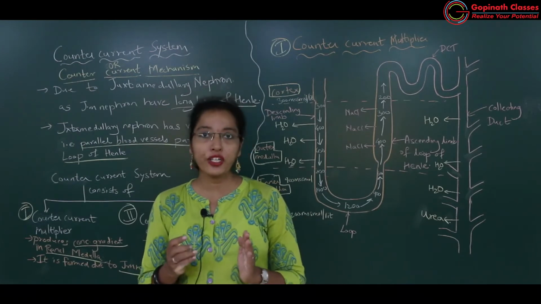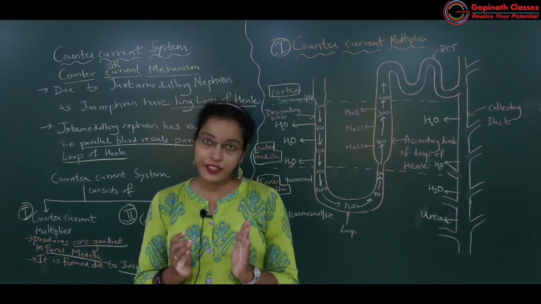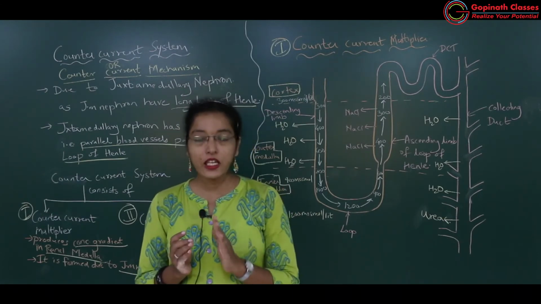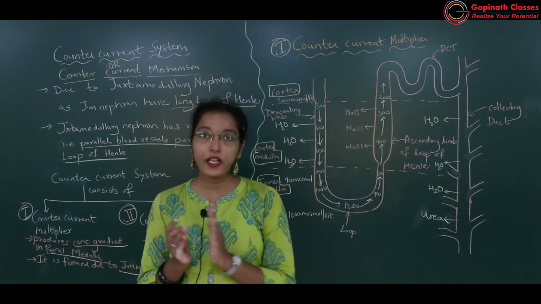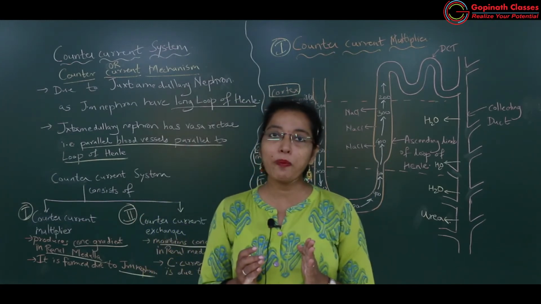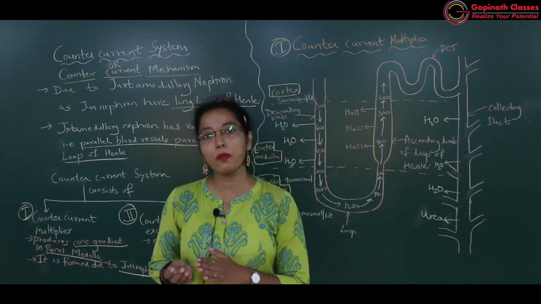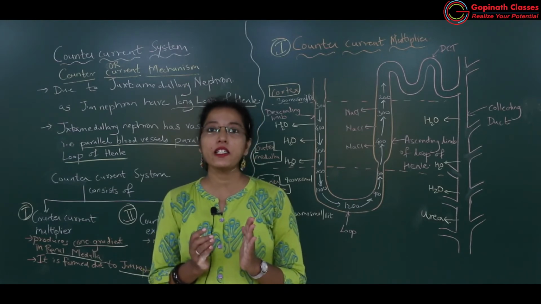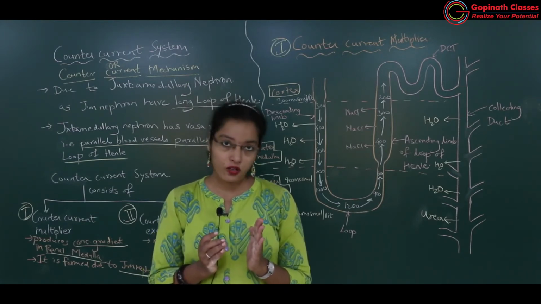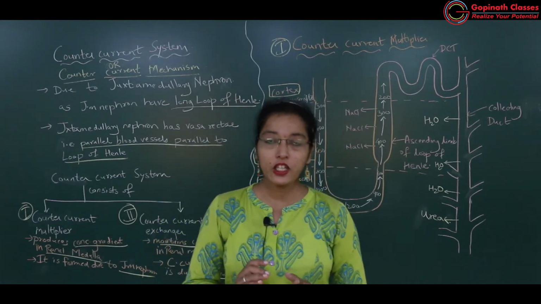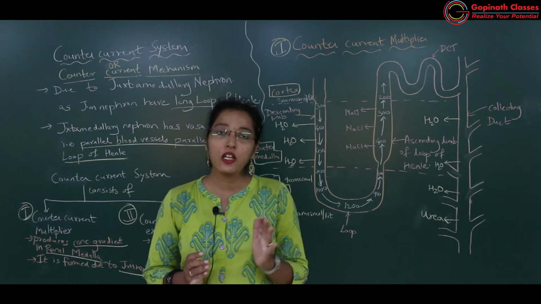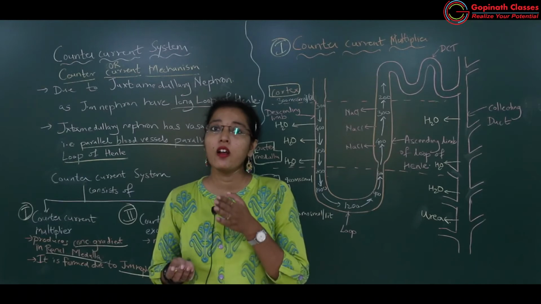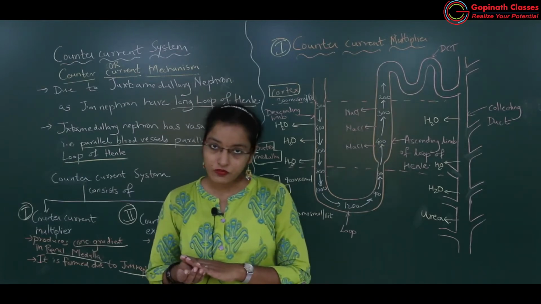I have already taught you in detail how tubular reabsorption and tubular secretion take place in the PCT and DCT as well as the collecting duct. Then we have also talked about how the osmolarity of the blood is maintained by the loop of Henle. The loop of Henle is basically responsible for maintaining the water and salt balance. So we have done with everything. Separately I have drawn the diagram of the PCT, then the loop of Henle, then the DCT and collecting duct.